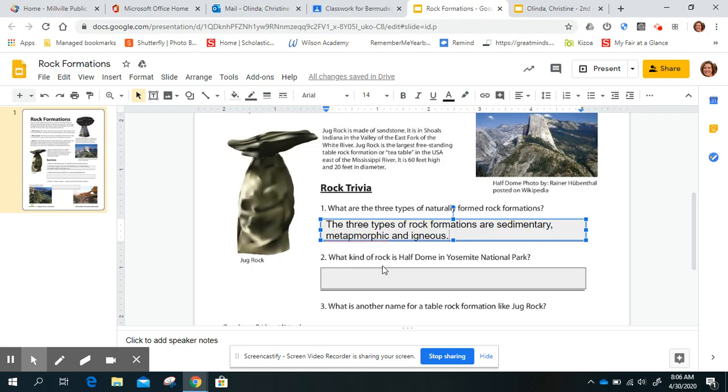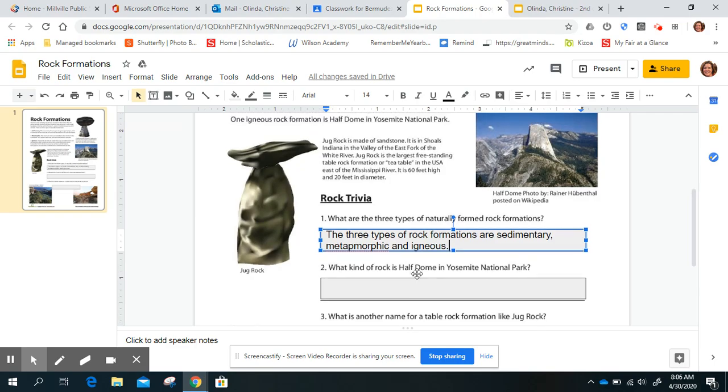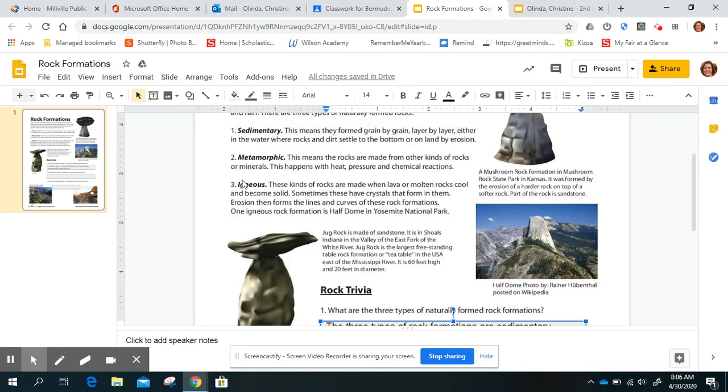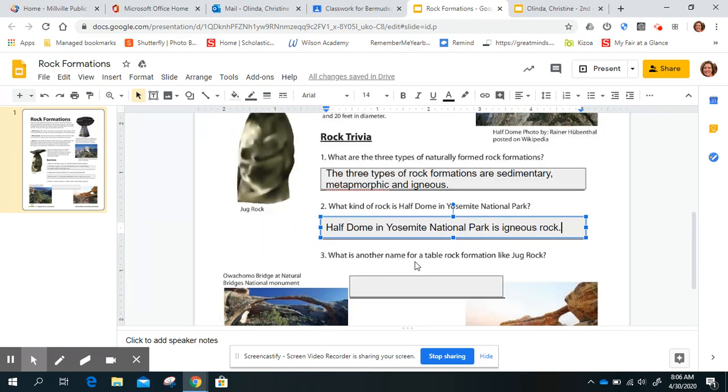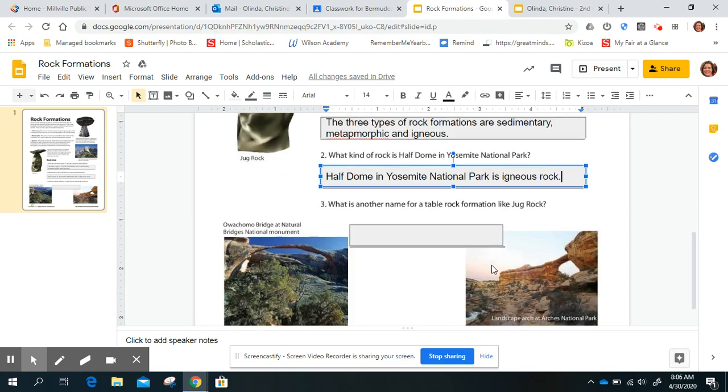Number 2, what kind of rock is Half Dome in Yosemite National Park? And so I remember reading that right here in number 3. It said one igneous rock formation is Half Dome in Yosemite National Park. And that's in number 3, so that was igneous. So what kind of rock it is igneous. Half Dome in Yosemite National Park is igneous rock. And number 3, what is another name for a table rock formation like Jug Rock?